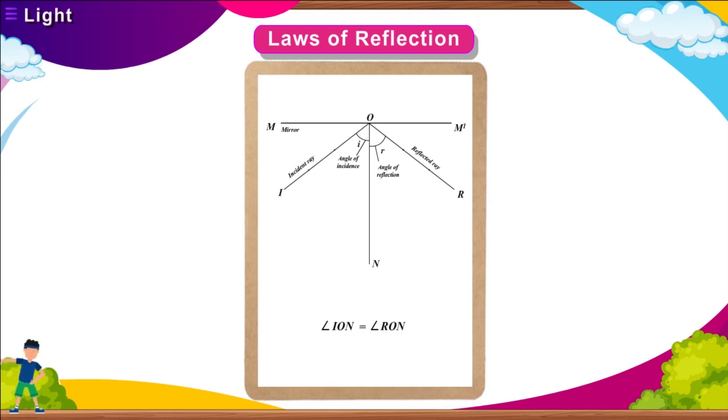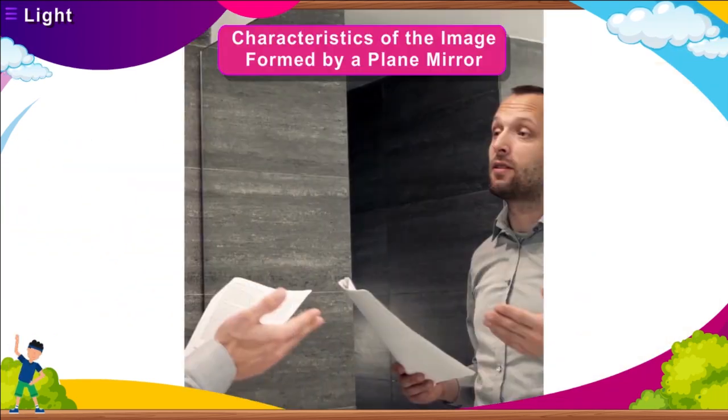Second law of reflection. Angle of incidence is always equal to angle of reflection. These laws of reflection are applicable to all types of plane and spherical surfaces.